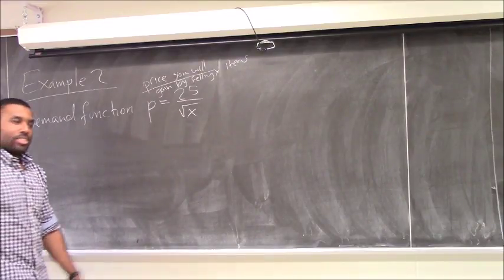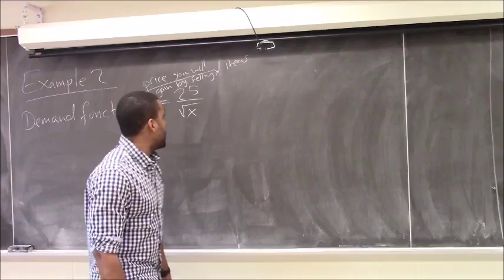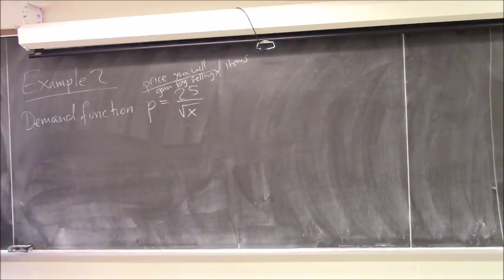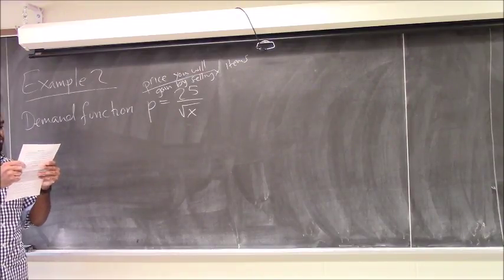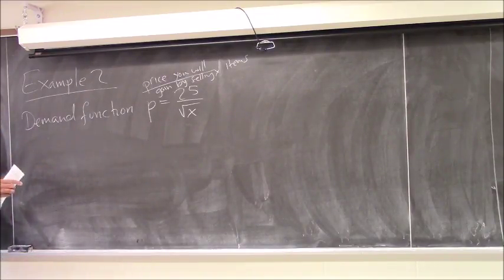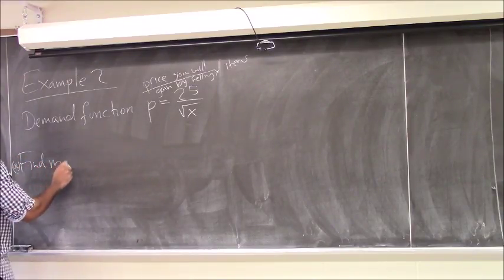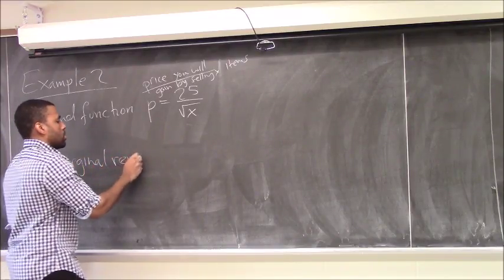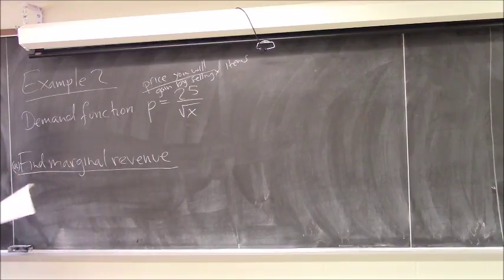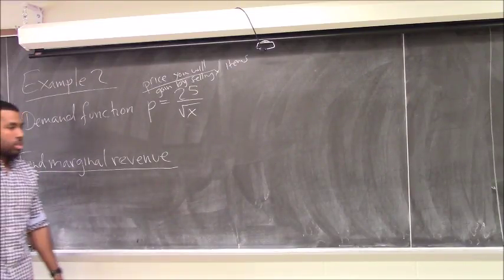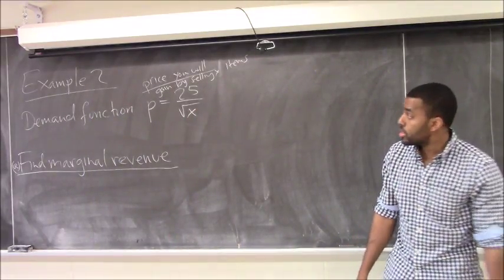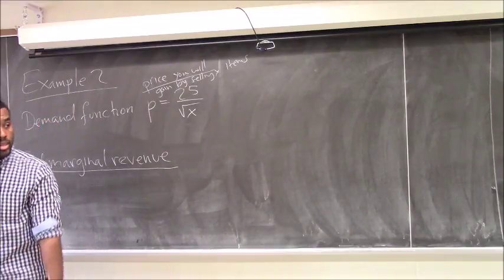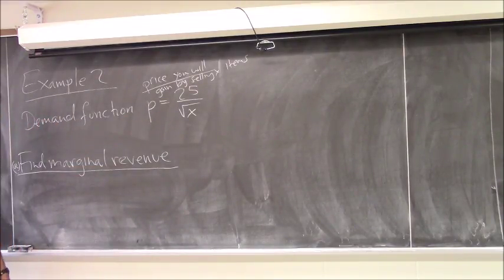So demand function. So this will be the price that you can demand by selling X items. Okay, so that's our demand function. So now what's the question? So here, find the marginal revenue. So this is going to take a little bit of work. We can have a general formula out of this, but I probably didn't give you the formula yet. So if you know how much price you can charge for an item, how can you figure out how much revenue you will make? So first we need to figure out the revenue.